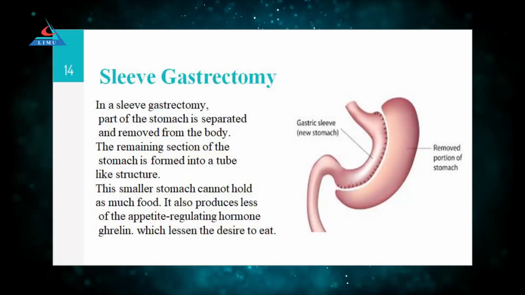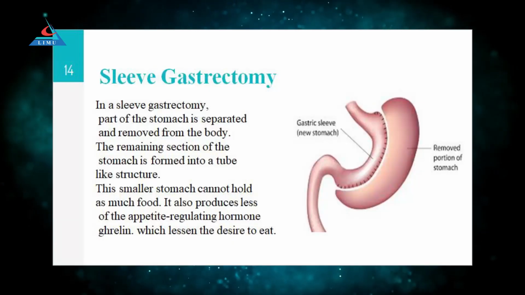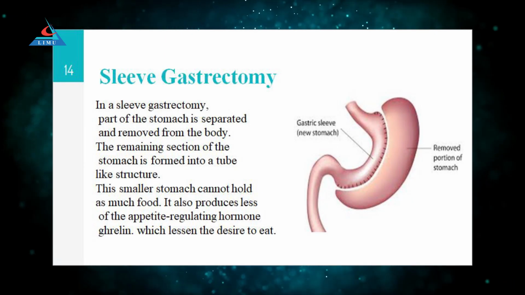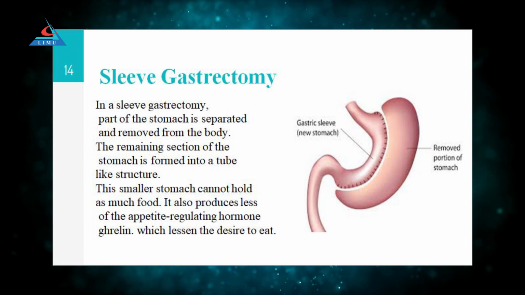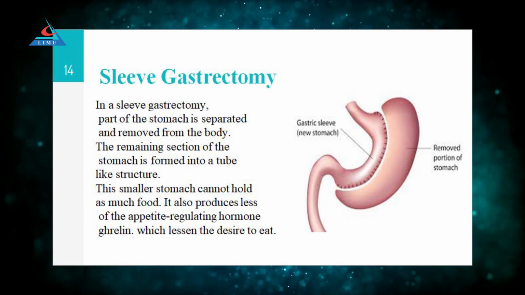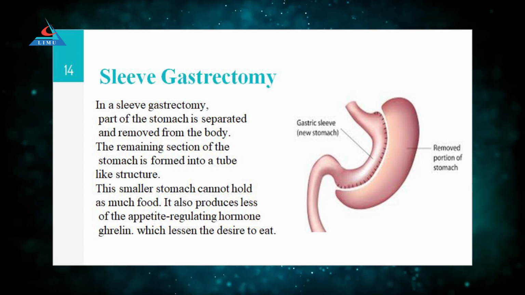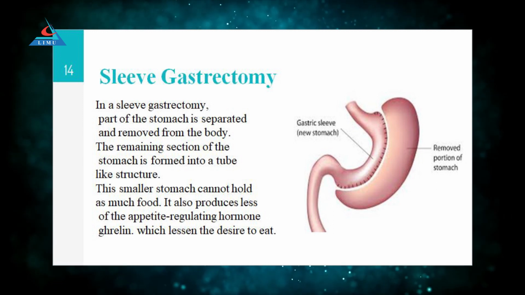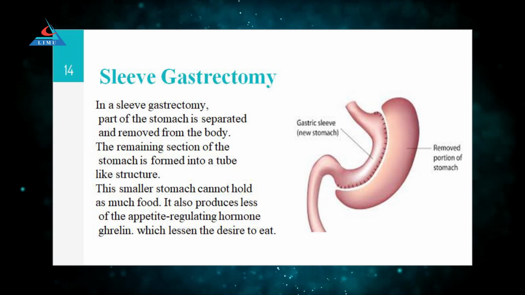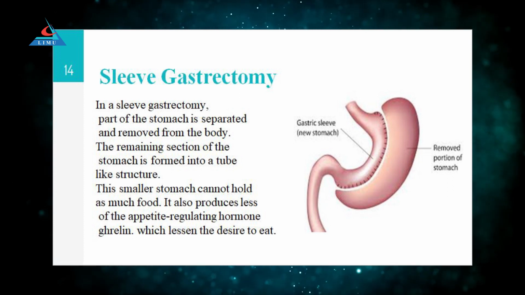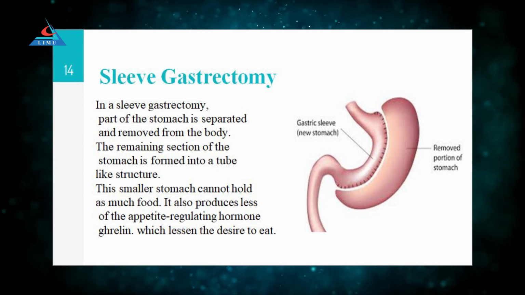The other example is sleeve gastrectomy. In sleeve gastrectomy, about 80% of the stomach is removed, leaving a tube-like structure, which is the only part of the stomach that receives food. The smaller stomach cannot hold as much food. It also produces less of the appetite-regulating hormone, ghrelin, which lessens the desire to eat.